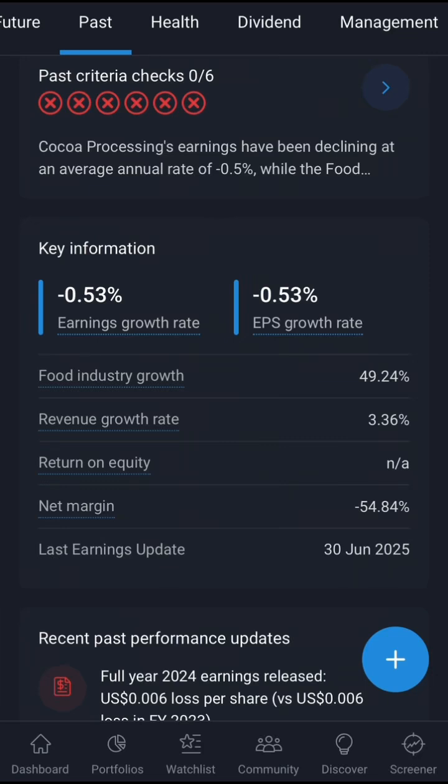So that should tell you that the earning growth rate is bad and the earning per share growth rate is also bad. And these are also key details you need to look out for before investing in a company. If they are bad, that should tell you something, meaning it's not worth investing.